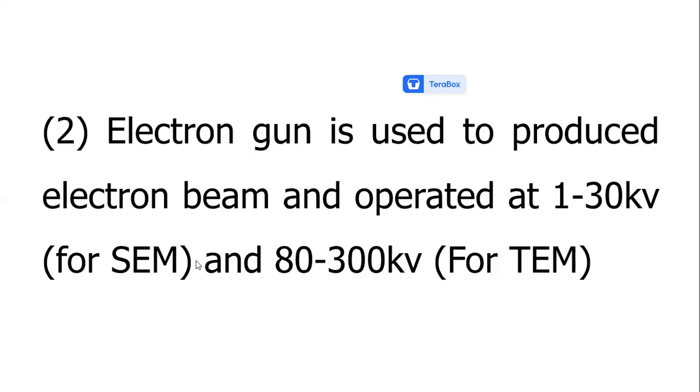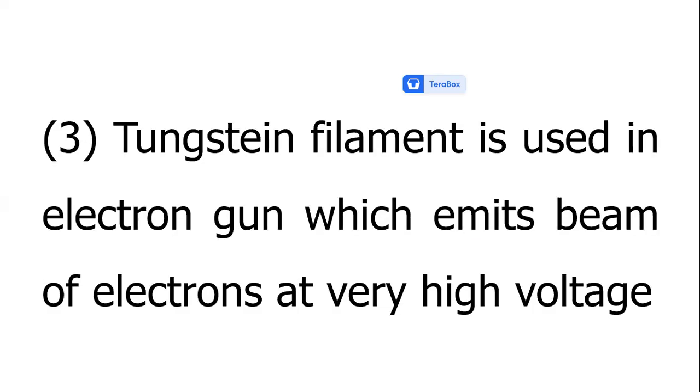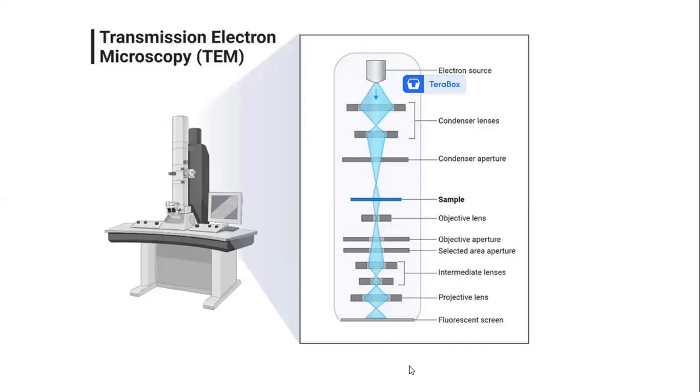The electron gun is used to produce the electron beam and is operated at 1 to 30 kilovolt and 80 to 300 kilovolt. A tungsten filament is used in the electron gun, which emits the beam of electrons at very high voltage. This is the instrumentation: electron source, condenser lens, sample, objective lens, intermediate lens, projective lens, fluorescent screen.